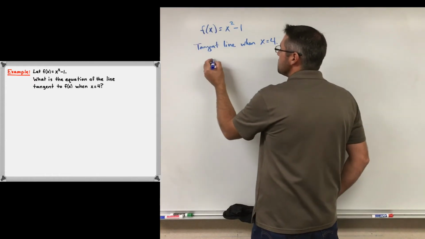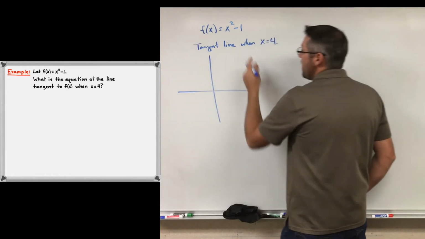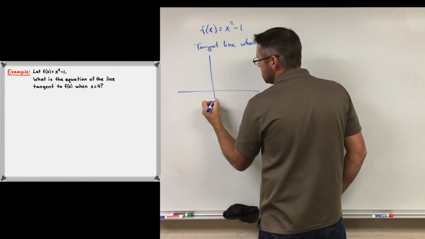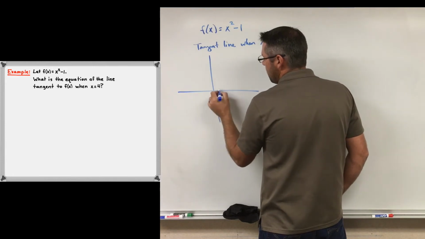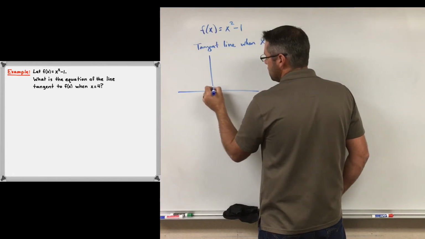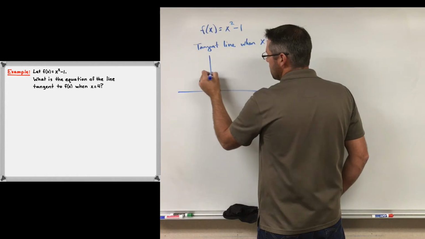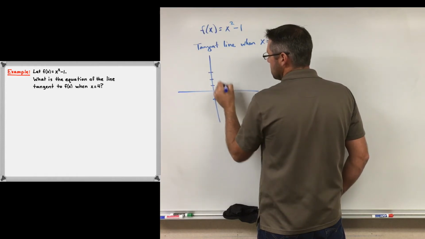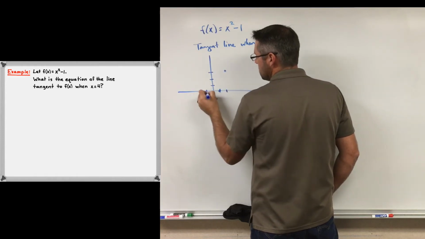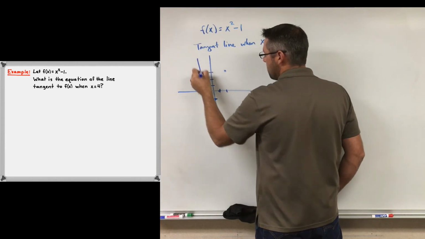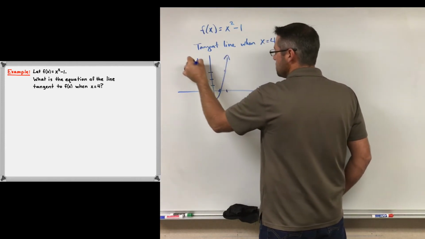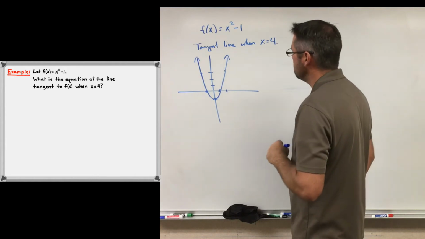Let me take a step back and look at what this looks like graphically. We have x squared minus 1, which means it shifted down 1. We'll follow our slope pattern just to get a good look at what the graph looks like. And so here we have our parabola. I identified a few points here.